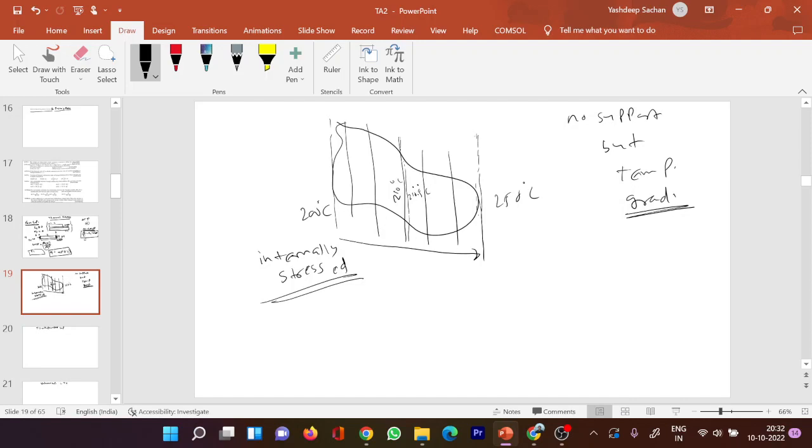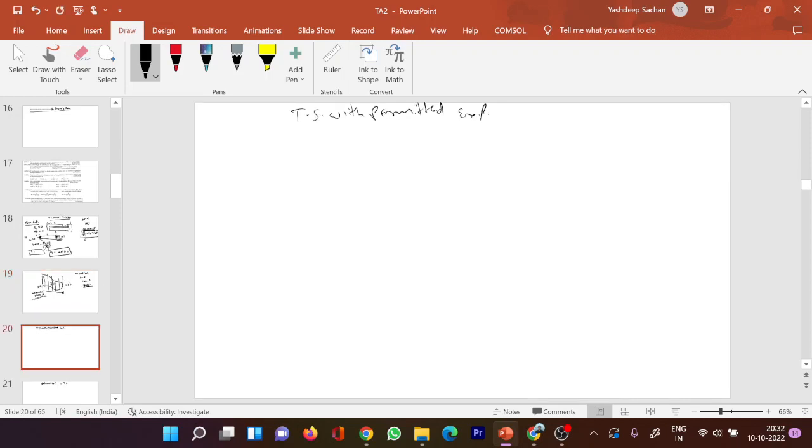So we'll take the thermal stress with the permitted expansion. That one simple case we'll take and stop for today. And next class we'll solve the problem with the permitted expansion.